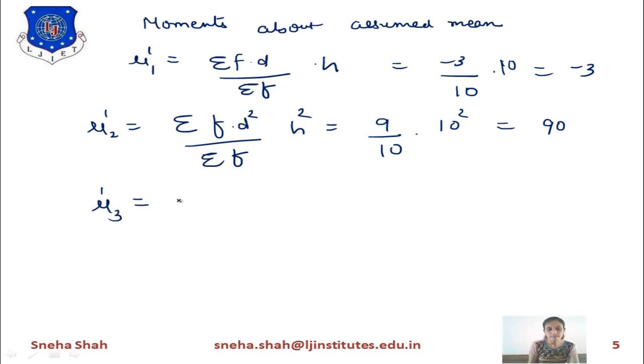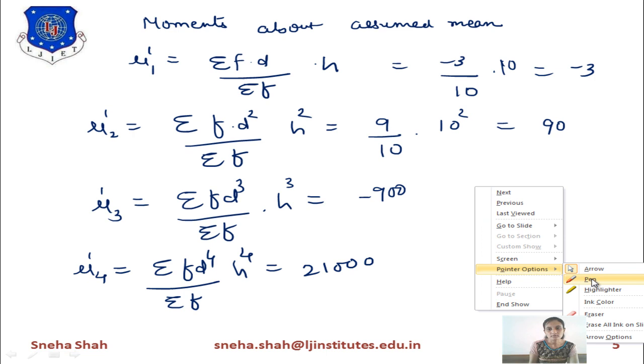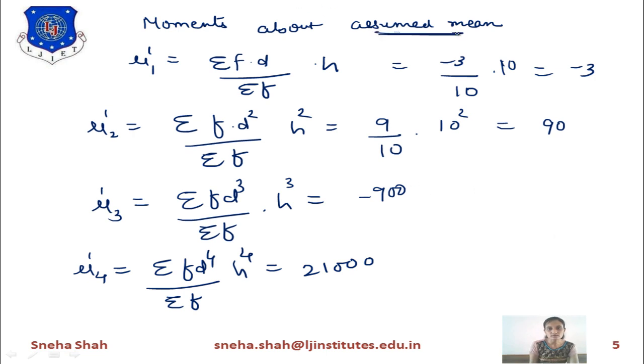Similarly, if we find the value of mu3 dash, its value equals summation f into d cube upon summation f into h cube. So its value equals minus 900. Similarly, we find mu4 dash equals summation f d raised to 4 upon summation f h raised to 4. Its answer equals 21000. Now all these terms are with respect to the assumed mean, right?